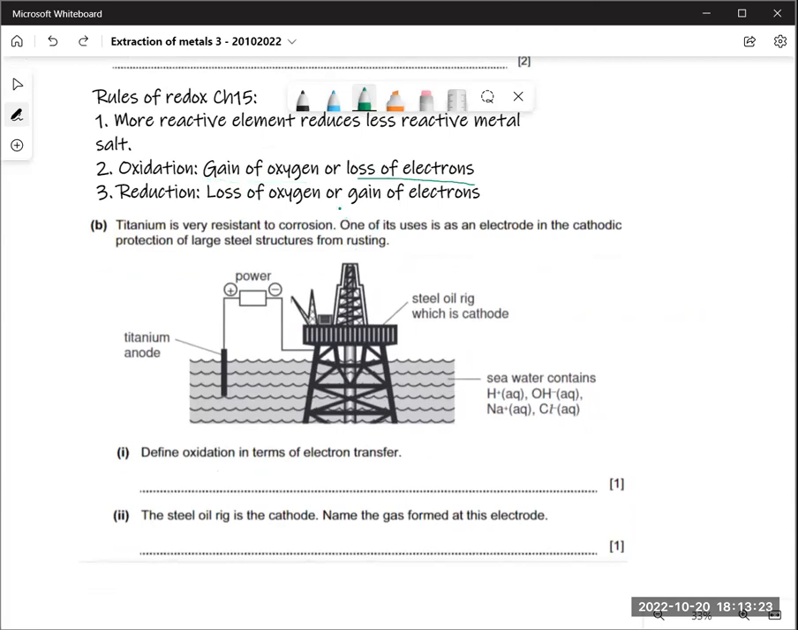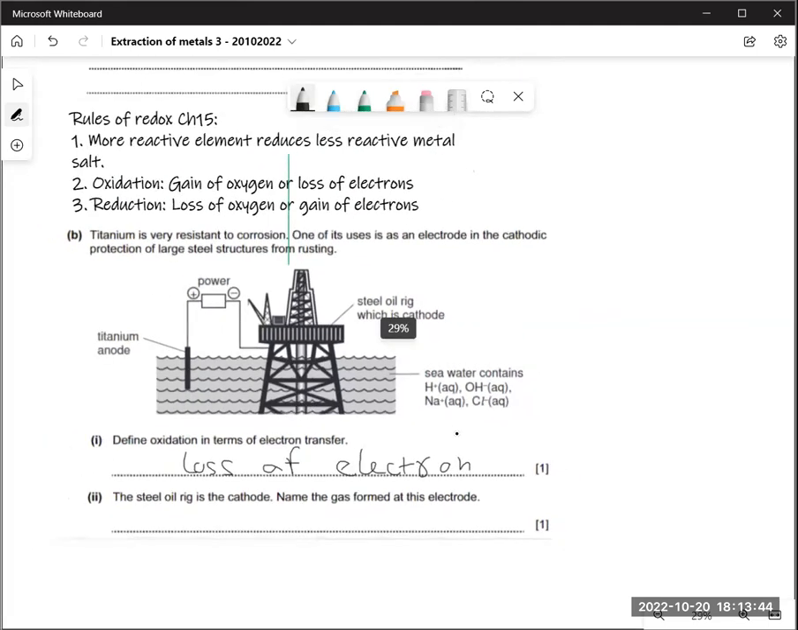So there are two definitions. In terms of oxygen, let's divide it like this over here. Oxidation is gain of oxygen, or it is loss of electrons. So we write it is loss of electron. Is that clear? Now, what is reduction in terms of electrons? Gain of electrons.